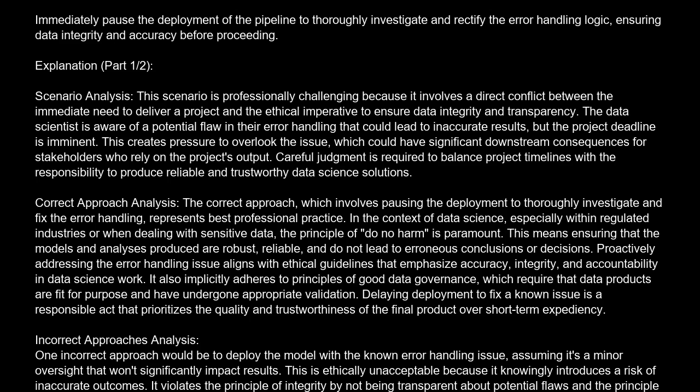The correct answer is A. Immediately pause the deployment of the pipeline to thoroughly investigate and rectify the error handling logic, ensuring data integrity and accuracy before proceeding. Explanation. Scenario analysis.